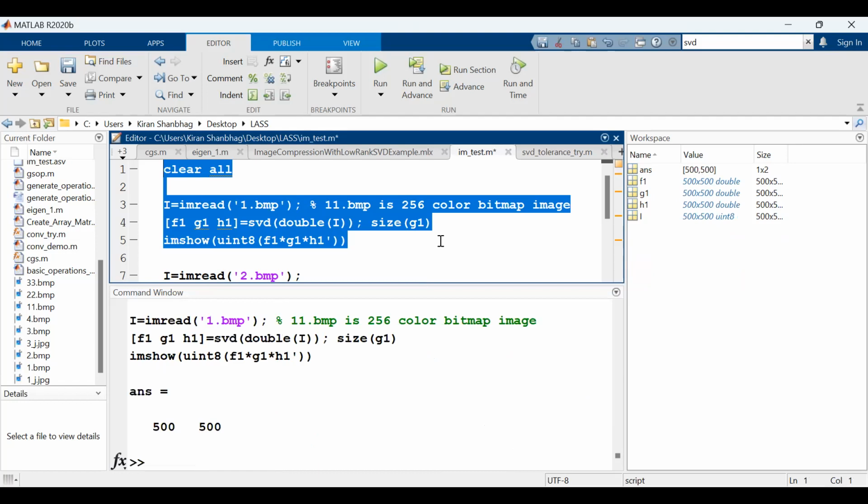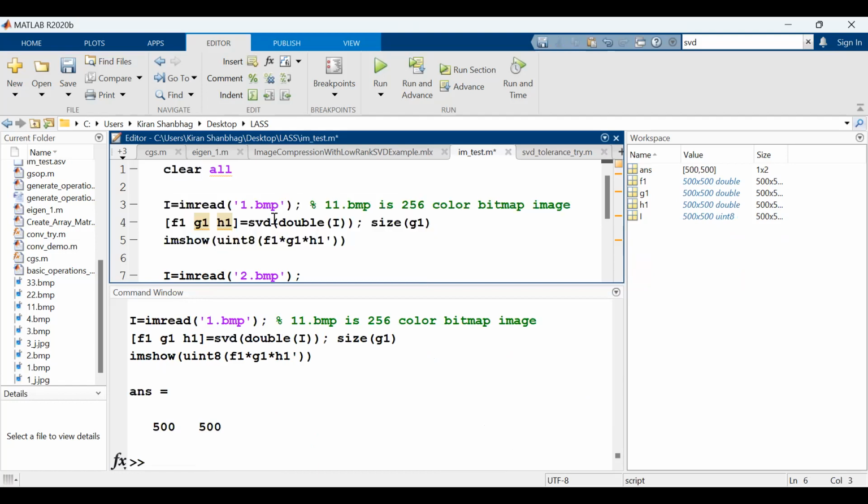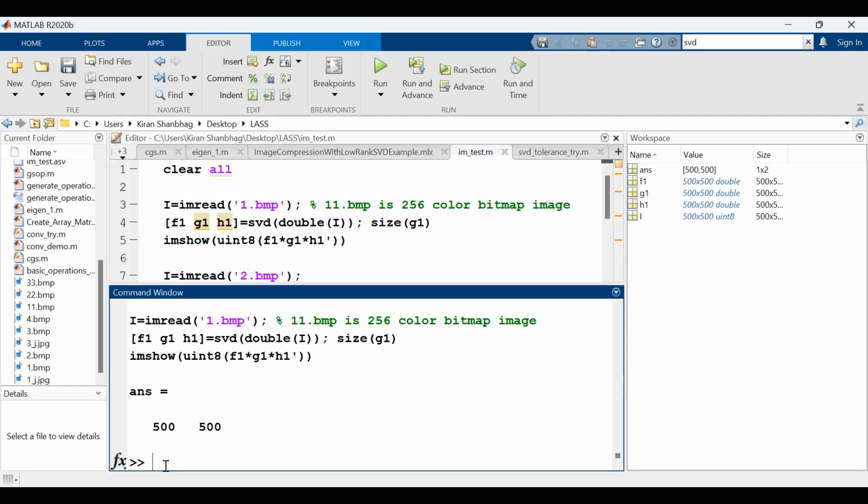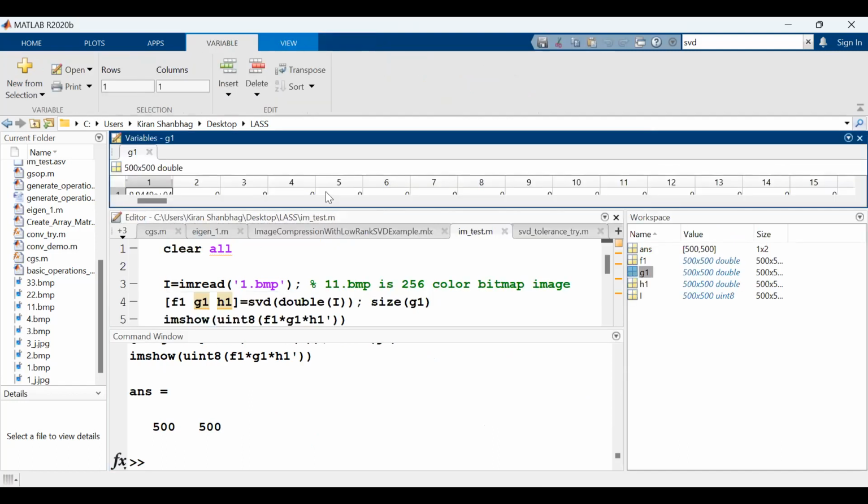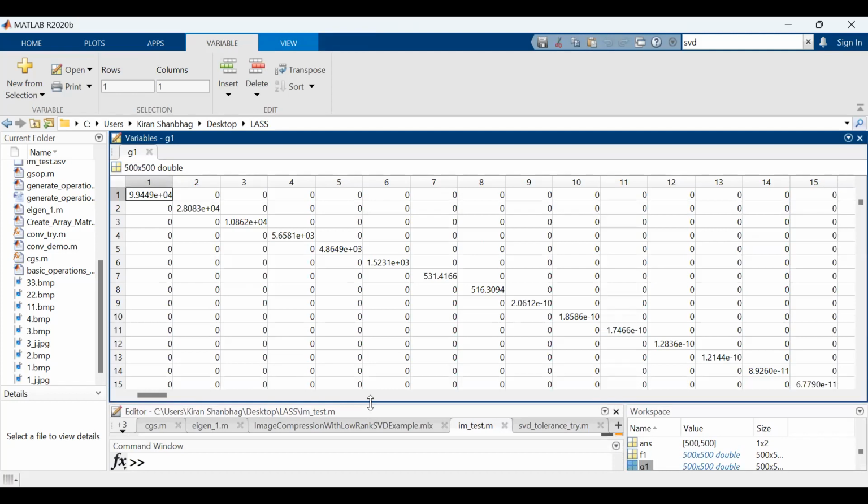So for SVD sketch, if I go for simple SVD, you can see my G1 is still a 500 cross 500 double. Still a 500 cross 500 double. If I do SVD sketch, it is special for images, so all the lower values are going to be retained. Now let me open this G1 matrix. How does it look like? I'm just interested in the diagonal entries. There you are. Now you can see what has happened.